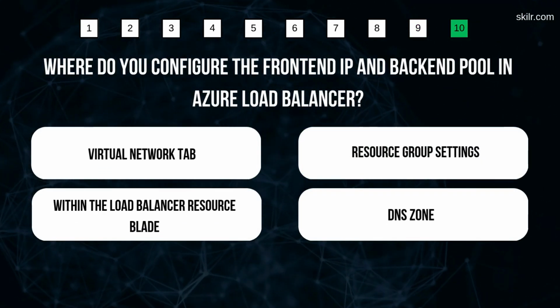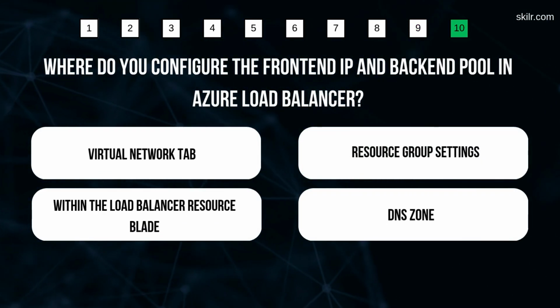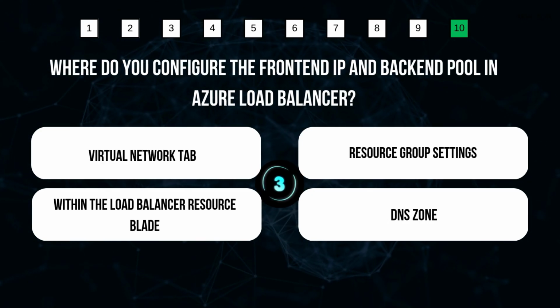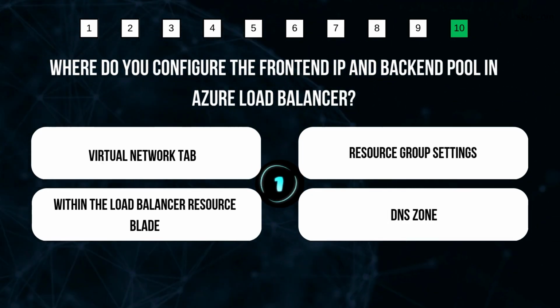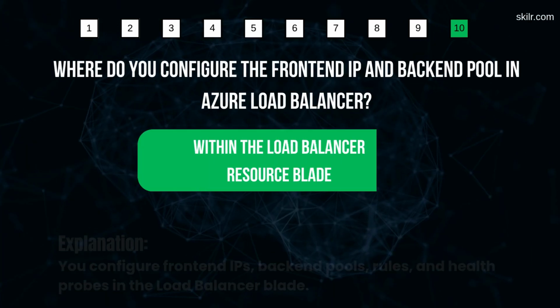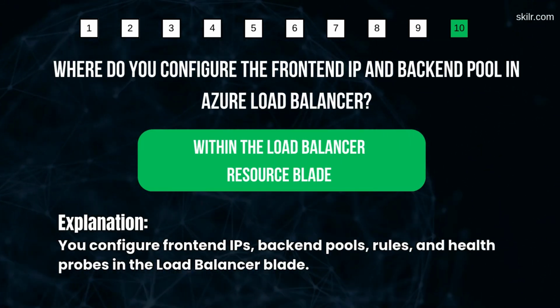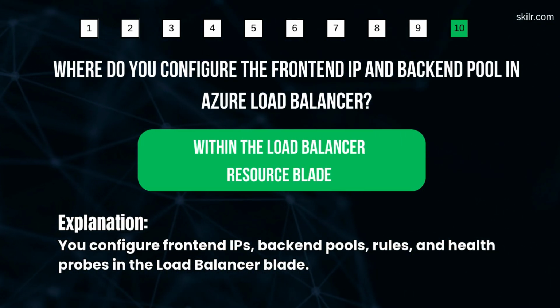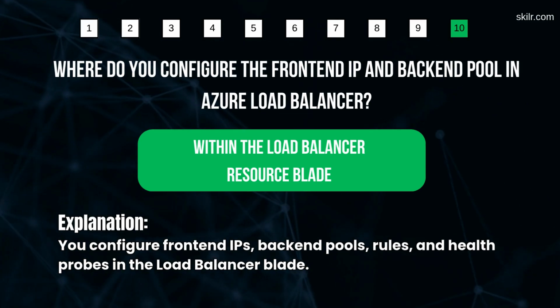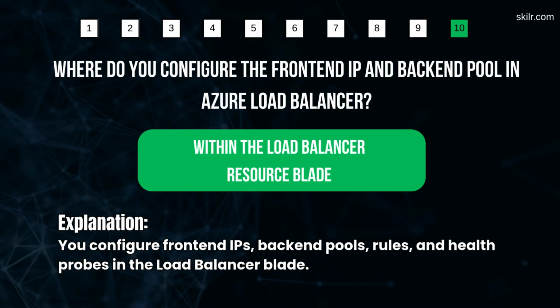Question 10. Where do you configure the front-end IP and backend pool in Azure Load Balancer? The correct answer is within the Load Balancer resource blade. You configure front-end IPs, backend pools, rules, and health probes in the Load Balancer blade.